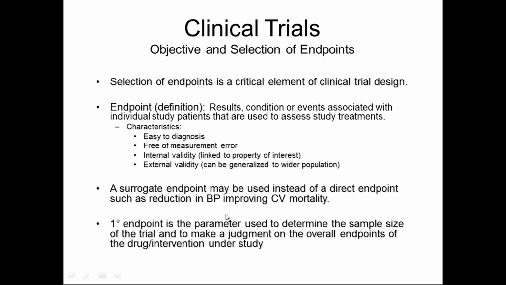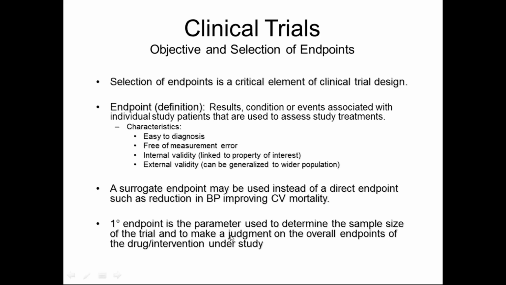Sometimes we need to use a surrogate endpoint instead of something that's a direct endpoint. An example could be, if you're interested in cardiovascular mortality, you could use blood pressure changes. So something that we know, hypertension, that influences CV-related mortality, and you're going to look at reductions in that.